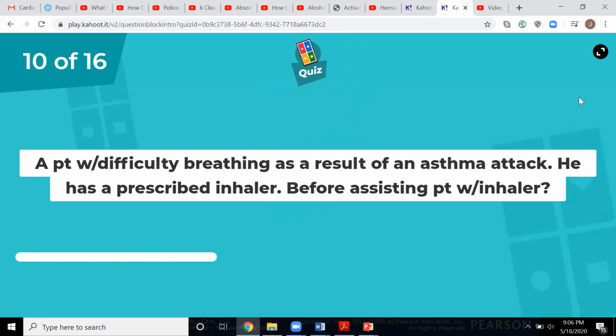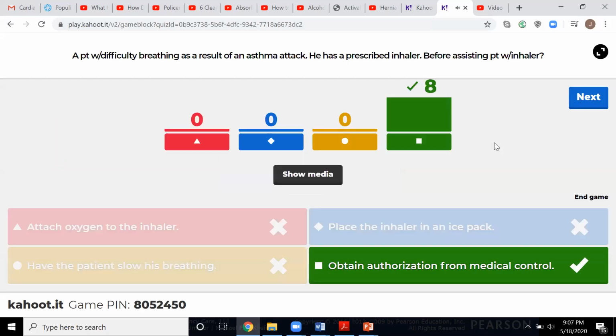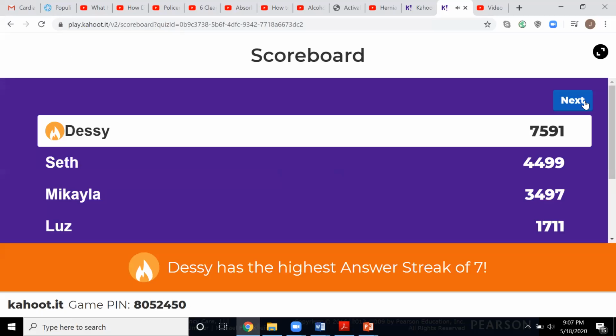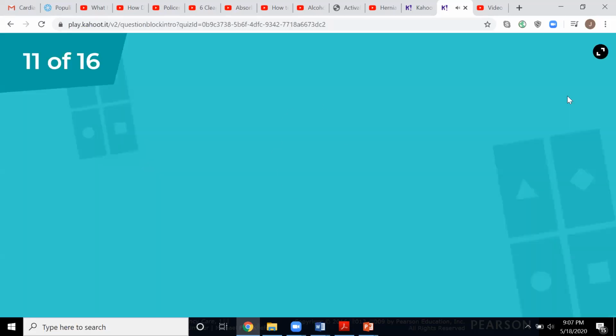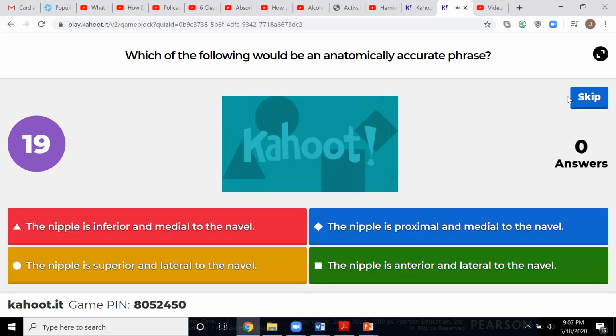A patient with difficulty breathing as a result of an asthma attack. He has a prescribed inhaler. For assisting patients with inhalers, what are we going to do? Perfect. We always have to ask for medical control direction before giving medications. Which of the following would be an anatomically accurate phrase?